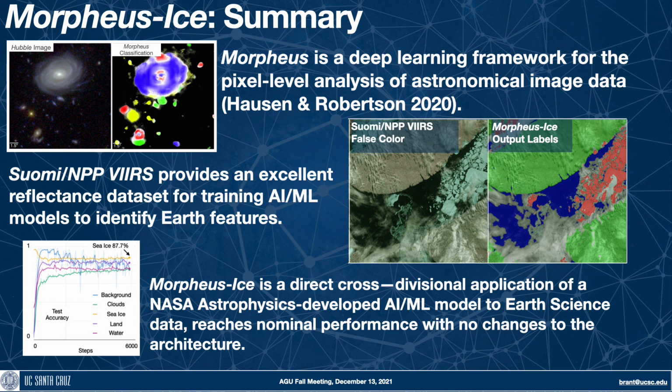Morpheus represents an important cross-divisional application of AI/ML developed by NASA researchers, where astrophysics models can be directly applied to earth science data. Thank you for your time.